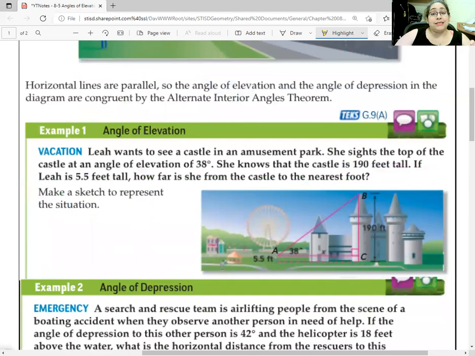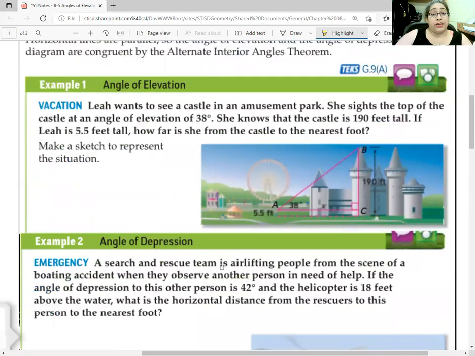All right, let's look at example 1. This is an angle of elevation. Leah's on vacation and she wants to see a castle in an amusement park. She sees this castle and sights the top of the castle, this flag at the very top, with an angle of elevation of 38 degrees. She knows from the pamphlet that this castle is 190 feet tall. If Leah is 5.5 feet tall, how far away is she from the castle to the nearest foot?